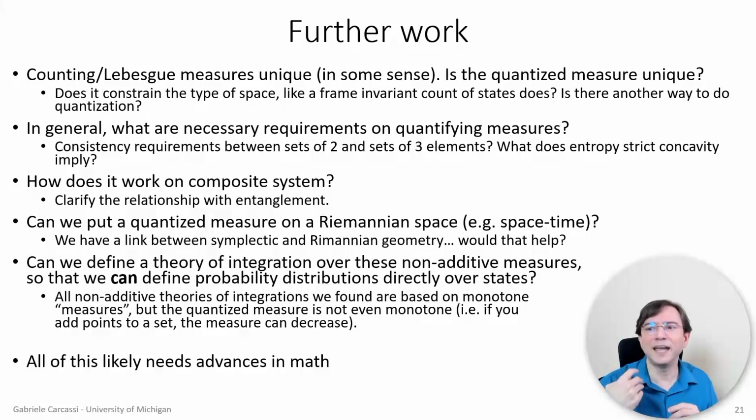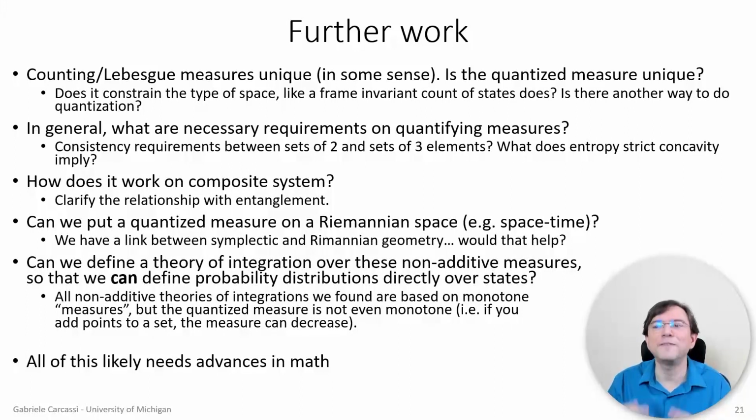So in general, if I want to have a quantized measure on states, what are the most general requirements that I have to put on that? Clearly additivity is not one of them. But what are others? I doubt that it can be just any measure however you want. For example, in quantum mechanics, there are still some consistency requirements between sets of 2 and sets of 3 elements. I just don't know what they are.